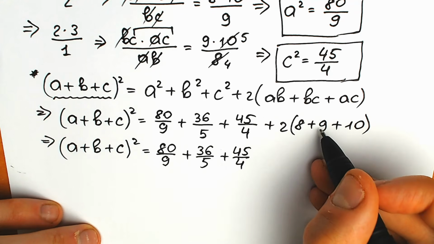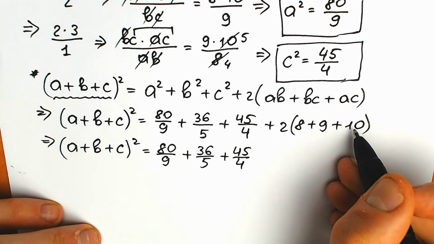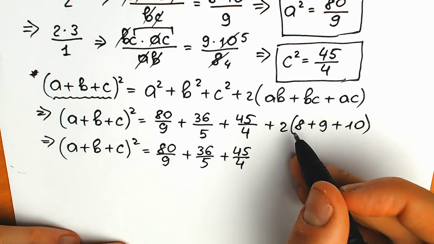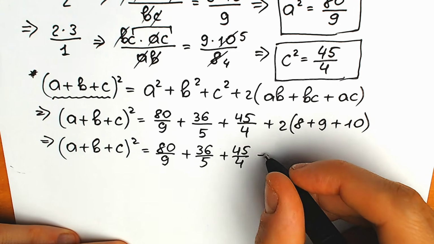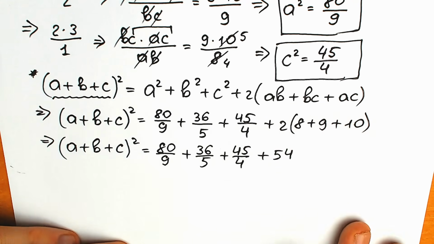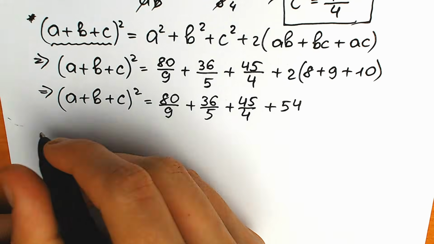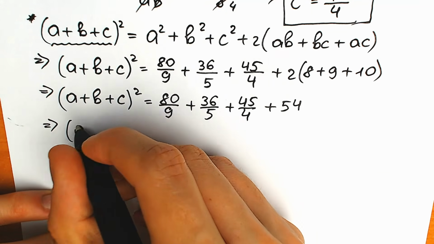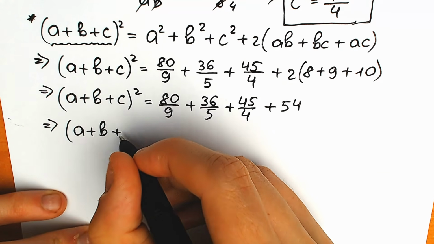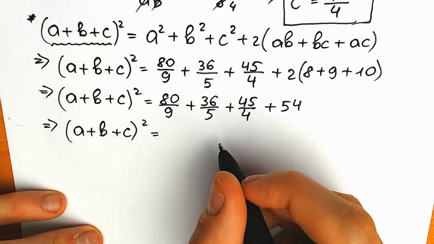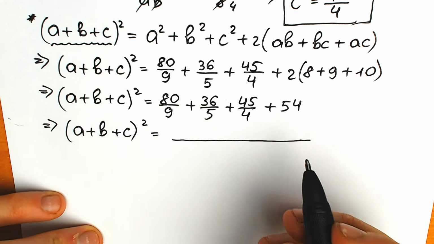So 8 plus 9 equals 17. We have plus 10, 27. 27 times 2, we have 54. So plus 54. And right now, let's solve for the common denominator. So we have (a plus b plus c) squared equal to, so let's draw this line right here. What about the common denominator?